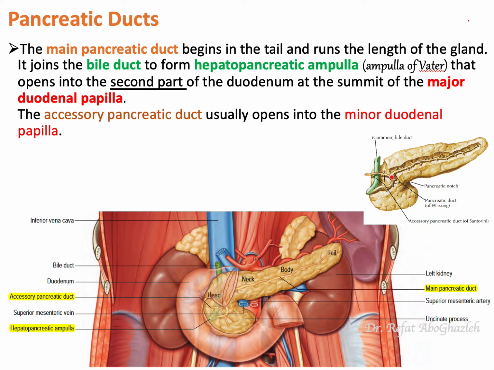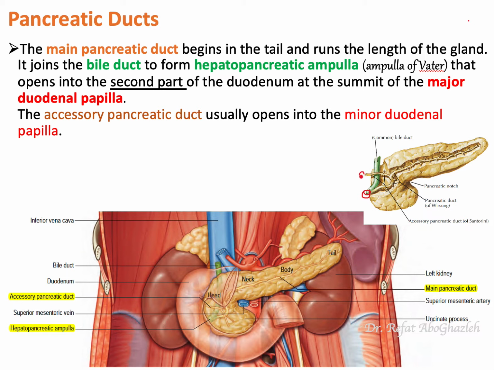Once it reaches the head, look at the main pancreatic duct, it turns inferiorly into the head, and again a little bit to the right toward the second part of the duodenum. Now this is the main pancreatic duct that opens in the second part of the duodenum at the major duodenal papilla. Now, what about the accessory pancreatic duct?